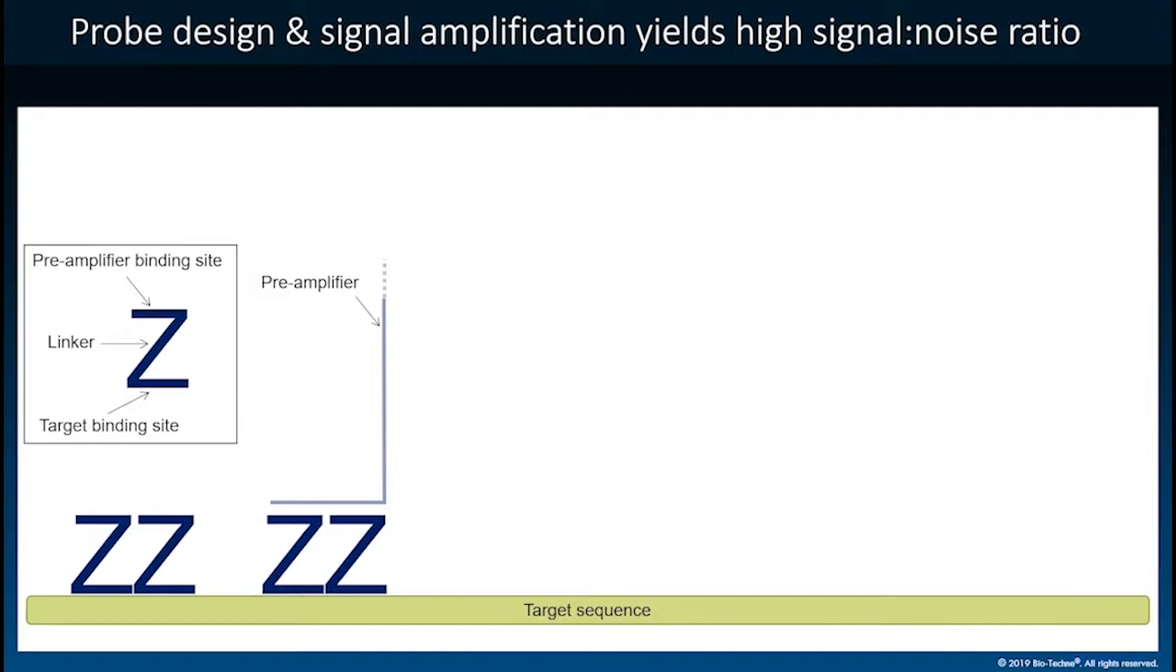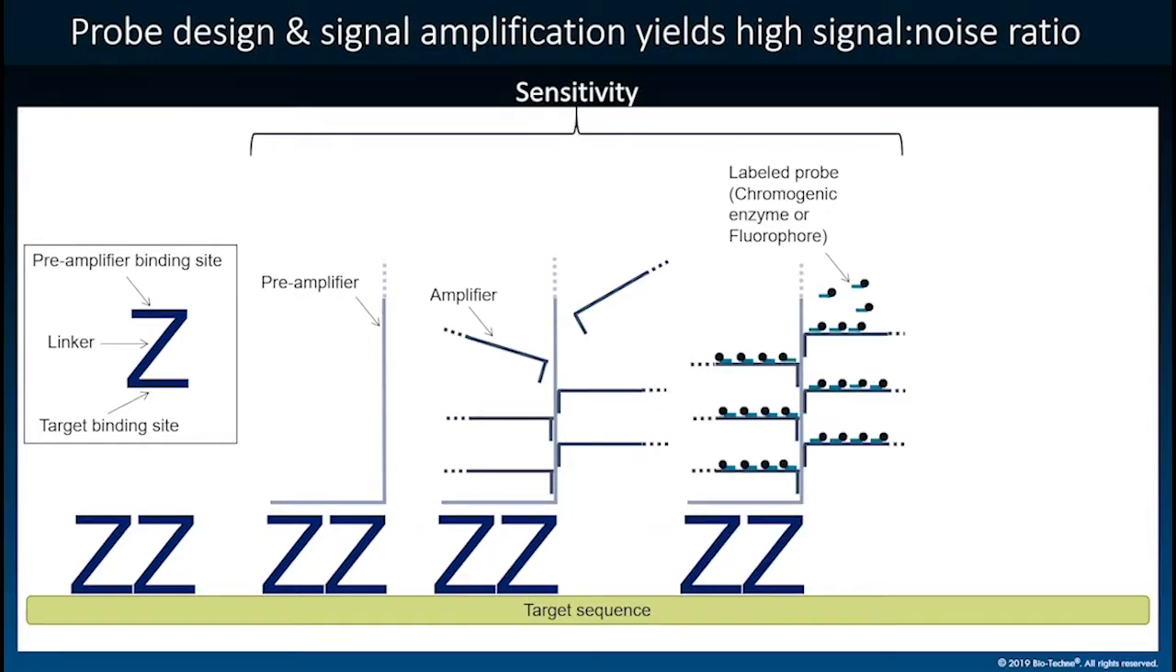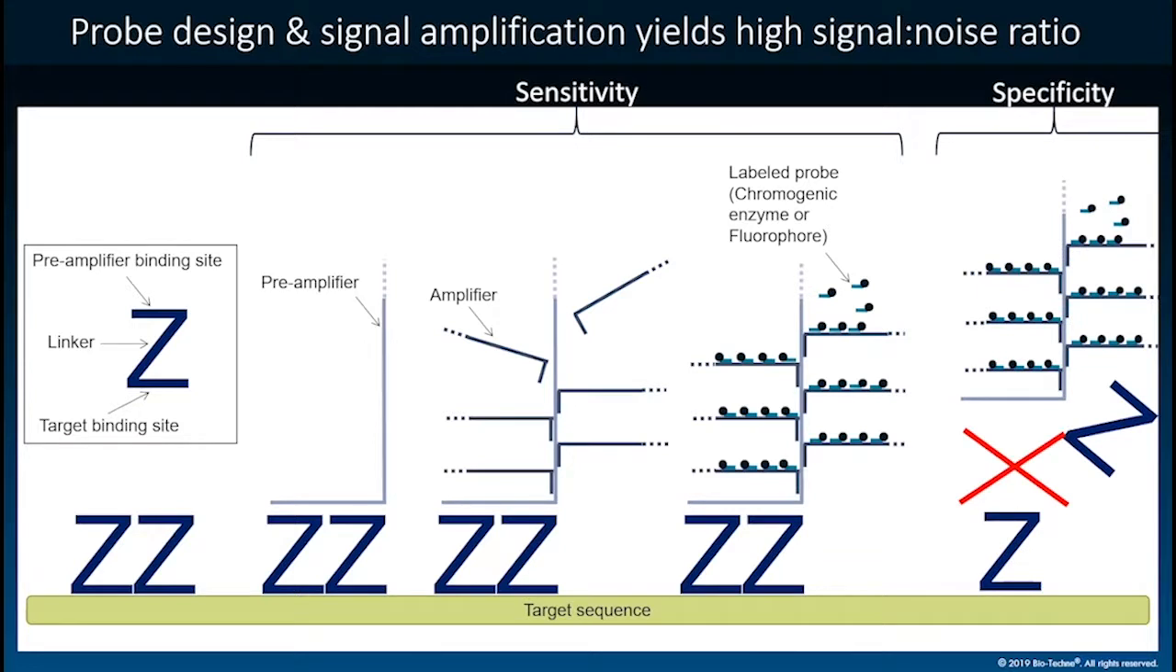After the Z pairs hybridize with the target RNA, the pre-amplifier binds to the top of the ZZ pair, after which the amplifier will bind, multiple amplifiers will bind on top of the pre-amplifier. And then each of these amplifiers can further bind multiple labeled probes. The labeled probes contain either a chromogenic enzyme or a fluorophore that generates a signal detectable under a standard bright field microscope or a fluorescent microscope. Now, this particular signal amplification strategy yields a high sensitivity and allows you to visualize target RNAs as a single dot, where each of these dots represents an individual RNA molecule that can be quantified.